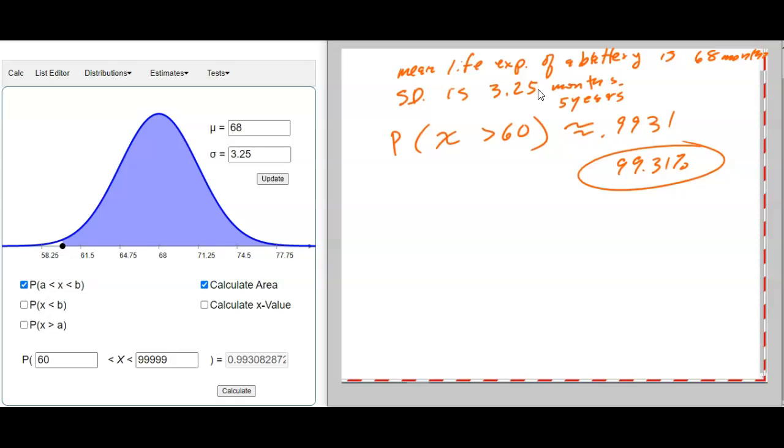So if you were a battery manufacturing company and your batteries were lasting 68 months with a standard deviation of 3.25 months, you could easily guarantee the battery for 60 months and almost nobody would be returning the battery before the life of it was over. You would hope, if these were pretty accurate numbers. Okay, so that's how that applies to applications.